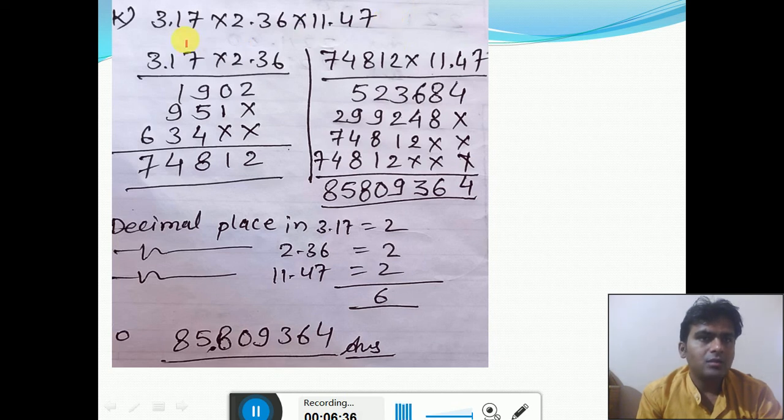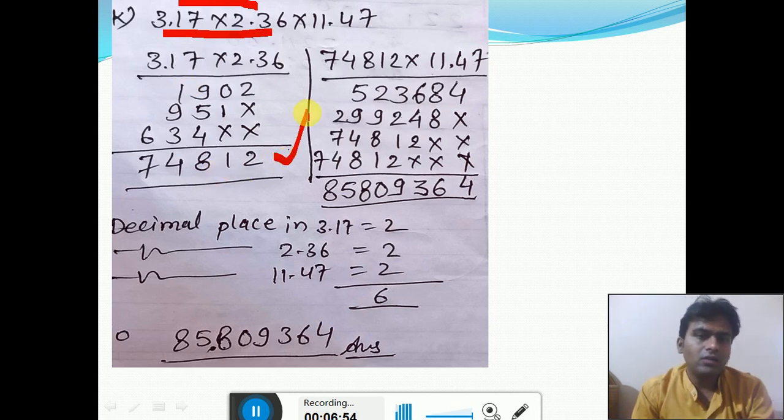Like the previous question, you can solve this question number K. Here also 3 numbers are there. So first we multiply two numbers without putting a decimal point. Now first we multiply the first two numbers, that is 3.17 and 2.36. So we will forget the decimal point and just multiply the numbers. So we will get 74,812. Now this 74,812 we will multiply with 1147. So we will get 85809364 after multiplication.